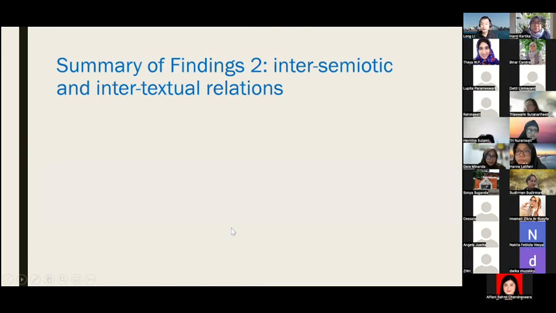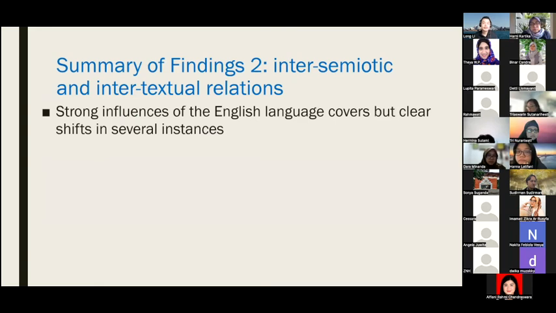And next up, I will also conclude on intersemiotic and intertextual relations. We find strong influences of the English language covers on the Chinese language covers, but there are several shifts in certain instances, especially in relation to the influences by Orientalism and also the importance of family hierarchy in Chinese culture.